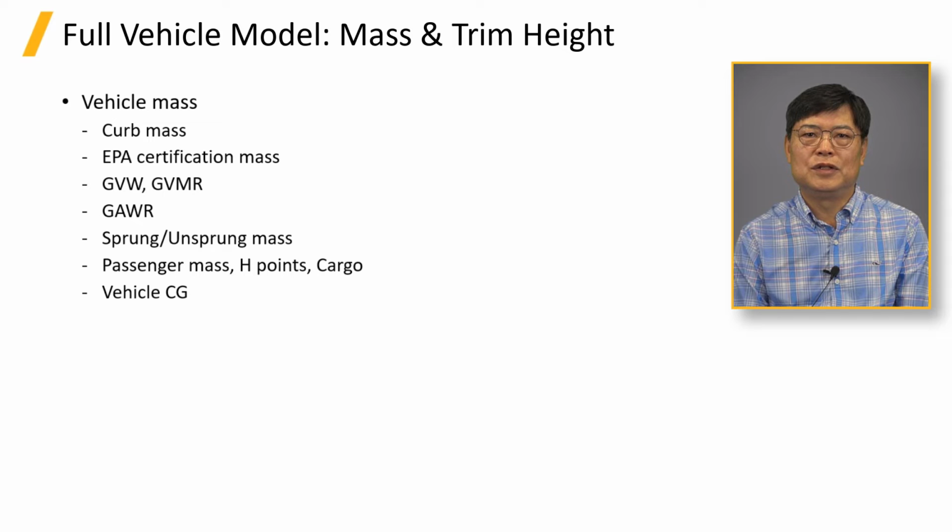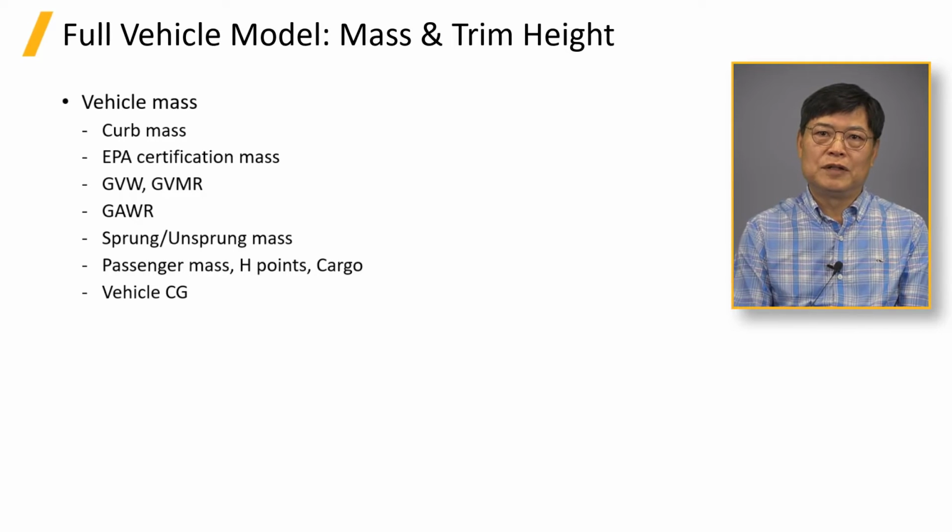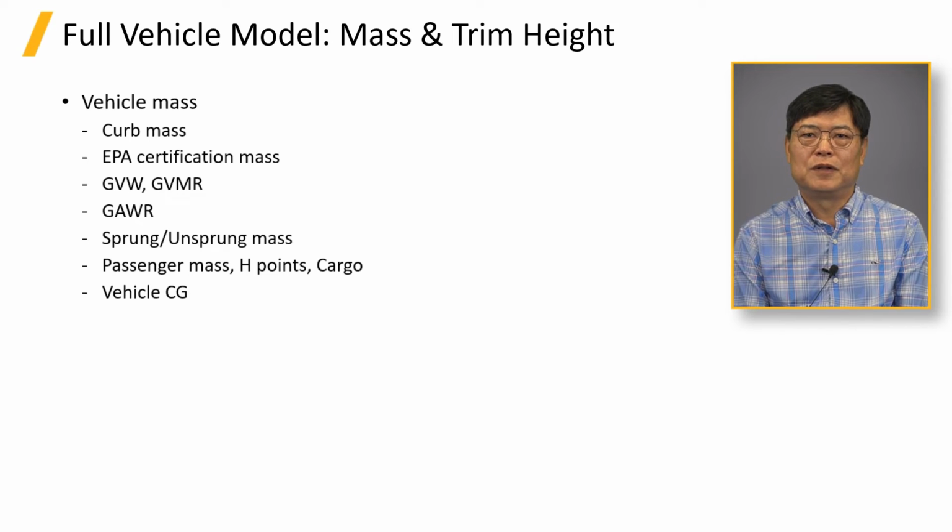The vehicle CG is a critical parameter in vehicle model. X and Y coordinate of CG are easily calculated from the vehicle corner masses. However, the CG height is not easily available. Historical data would help to assume the CG height in early vehicle development stages.